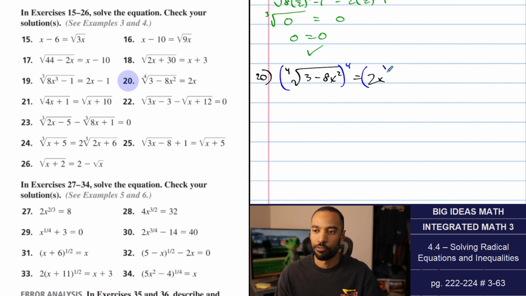Anyway, radicals isolated. Let's raise this to the fourth power on both sides here. Now we don't have to expand this fourth power thing. This just becomes 3 minus 8x squared, and the quantity 2x to the fourth is 16x to the fourth.